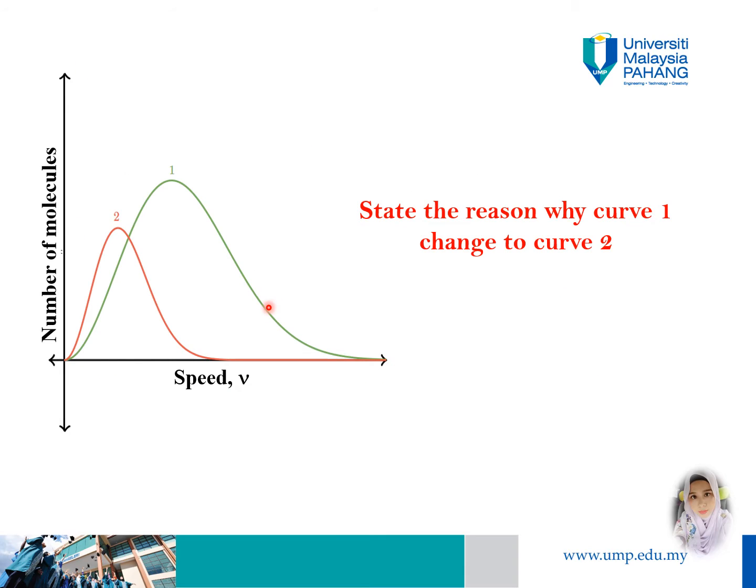From the figure, state the reason why curve 1 changed to curve 2. You can see that the height of the curve is decreased from 1 to 2, indicating that some of the gas molecules are allowed to leave the sample, and then the curve is shifted from the right to the left, indicating that the remaining gas sample is cooled in a sealed container.